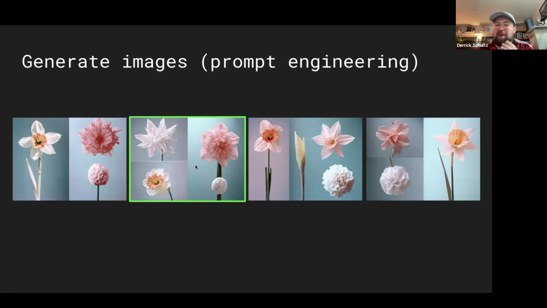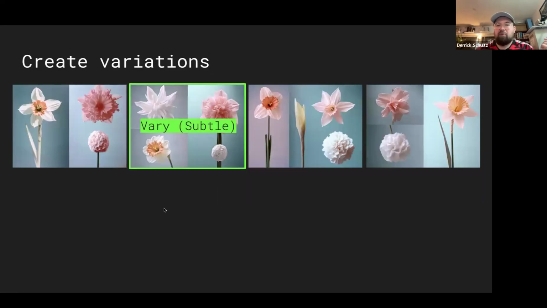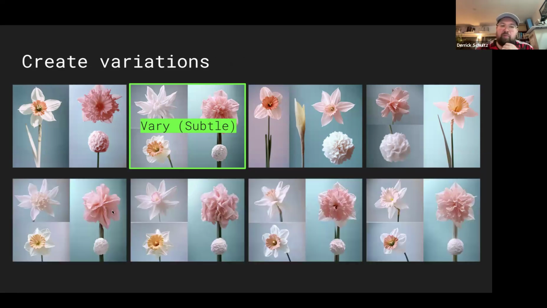Let's say I do like this sort of 3 panel look. Then what I would do is, in Midjourney, there's a tool called Very Subtle. And that generates 4 more images for me. So I'll go ahead and click on that. It's going to generate 4 more images for me.